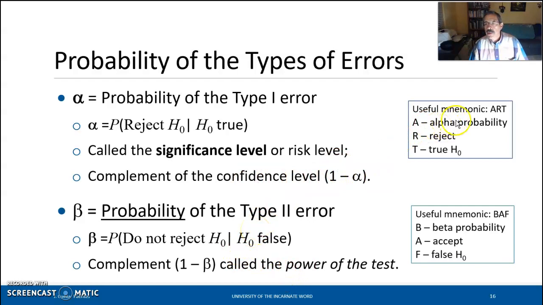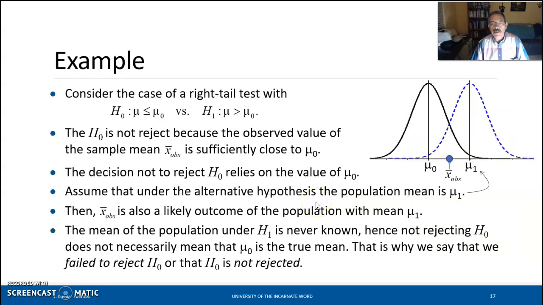Now, I included a couple of mnemonics that I learned from someone, and they help you remember what the alpha probability represents. A stands for alpha probability, R for reject, T for a true null hypothesis. And this other mnemonic called BAF is B for beta probability, A for accepting, and F for a false null hypothesis. Now, I wanted to emphasize that we're not using the word accept. Here it works out because of this mnemonic. But let me show you an example as to why we don't say we accept the null hypothesis.